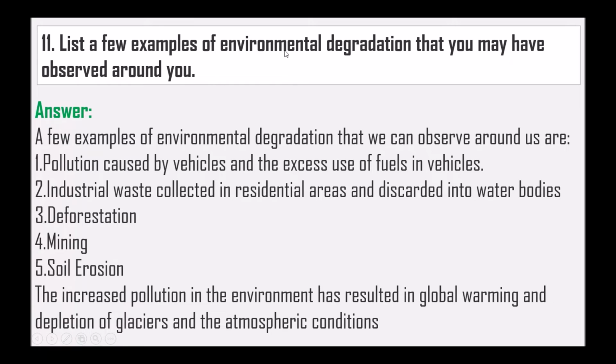Next, list a few examples of environmental degradation that you may have observed around you. A few examples of environmental degradation that we can observe around us are pollution caused by vehicles and the excess use of fuels in vehicles. Industrial waste collected in residential areas and discarded into water bodies. Deforestation, mining, soil erosion. The increased pollution in the environment has resulted in global warming, depletion of glaciers and changes in atmospheric conditions.